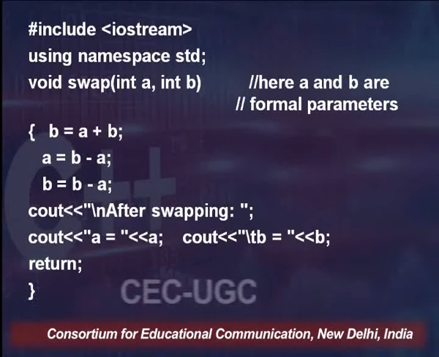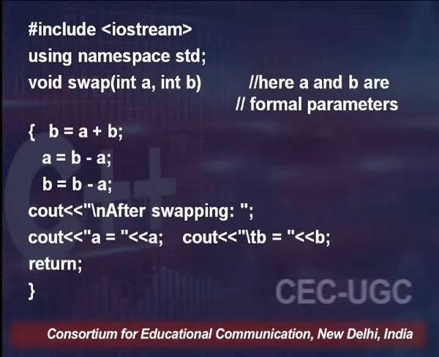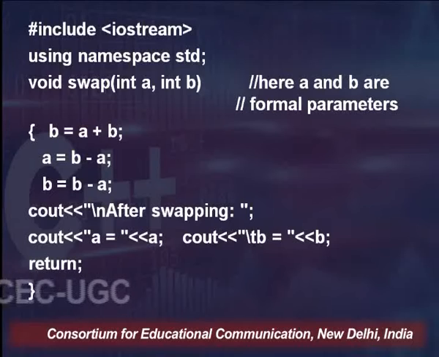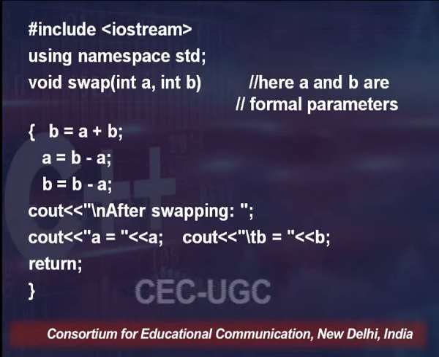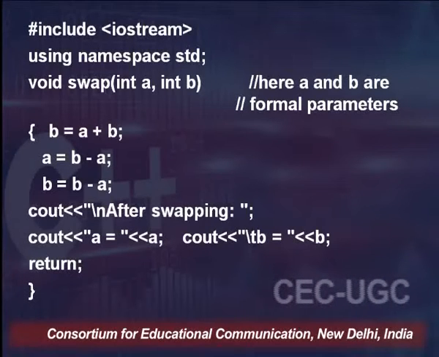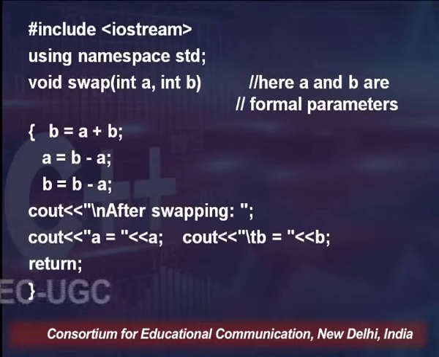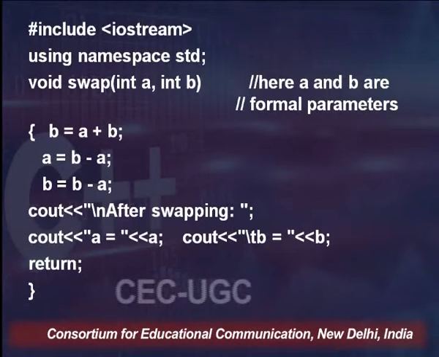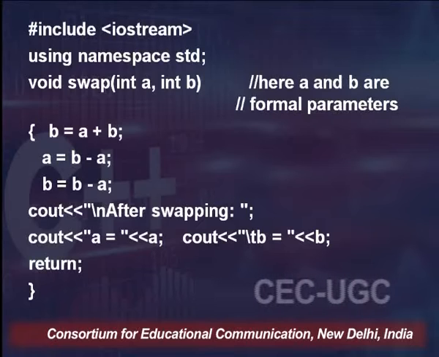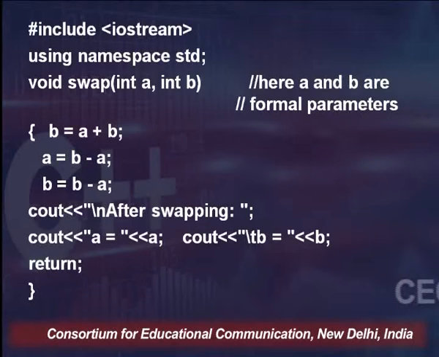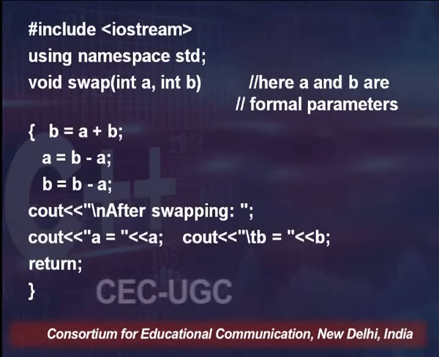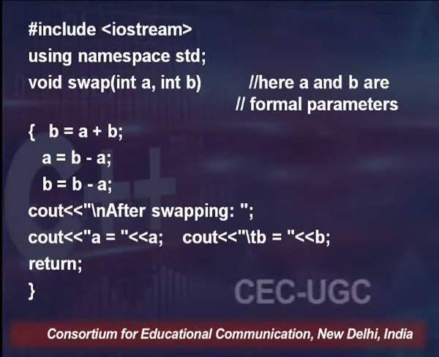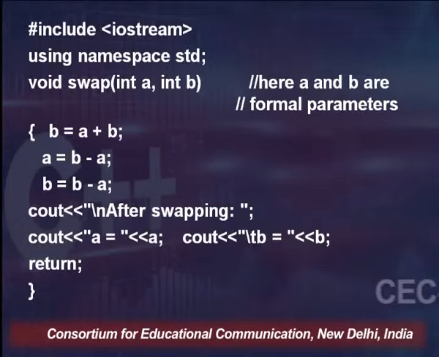After swapping, I am going to have different numbers. Whenever I print a, the value of b will be printed, and if I print b, the value of a will be printed, and the execution is returned. Now please notice the use of the keyword return. After this return, I have not given anything, not 0 or any other thing, because the return type of the swap function is void. It is not returning anything.